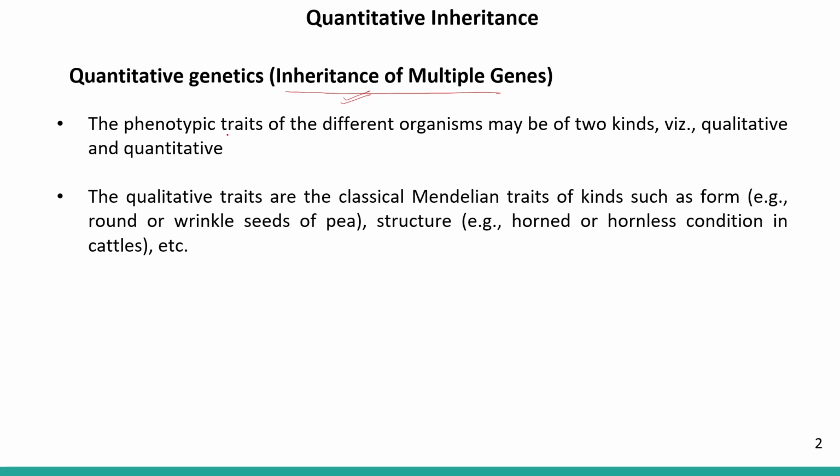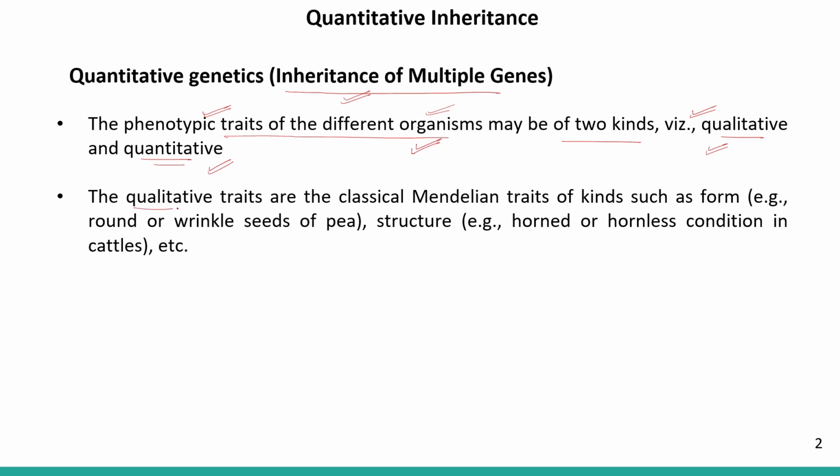So the phenotypic traits of different organisms may be of two kinds. We can have either qualitative or quantitative, right? So what does this mean? The phenotypic traits in different organisms, like in pea, in animals, in snails, wheat, skin color. There are so many organisms, and how their phenotypic traits are controlled can be studied in two ways, either as qualitative or quantitative, right?